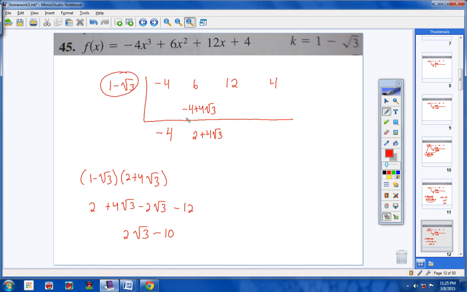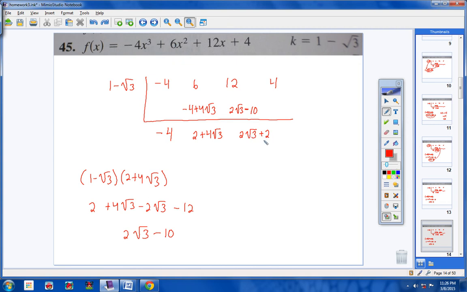So when you take this times this, you get this. So this should go right up here. And we're going to do that. So there it is. Now when you combine these two terms, you don't want to add this and this. They're unlike terms. But we can combine 12 and negative 10. So if we do that, we're left with 2 square root of 3 plus 2.